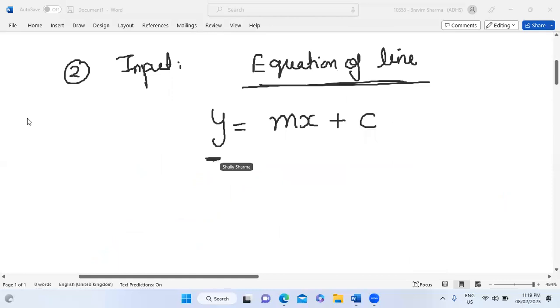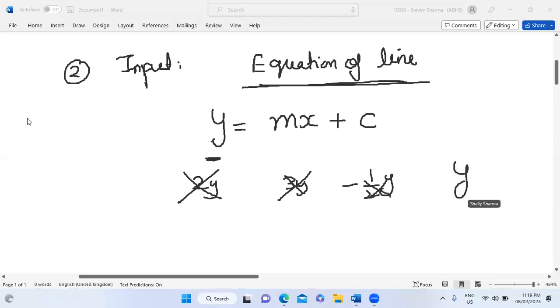Only y should be on the left side. You have to make y the subject of the equation of the line. And it should be just y, no 2y, no 3y, no 1 over 2y. Nothing like that is allowed. Only y. The coefficient of y should be 1. And that is equal to mx plus c.